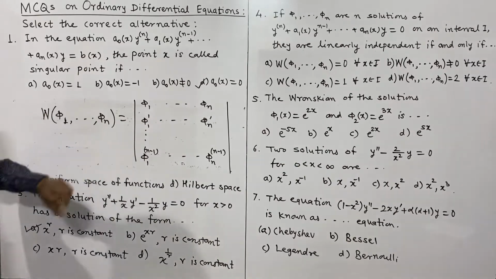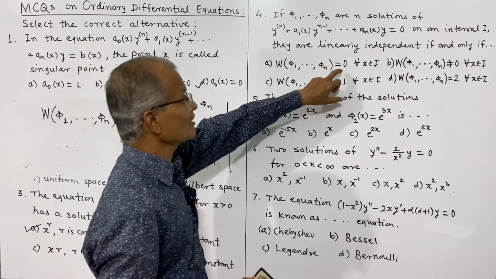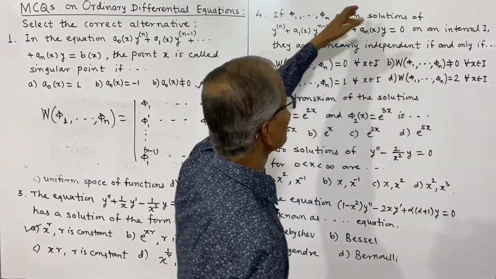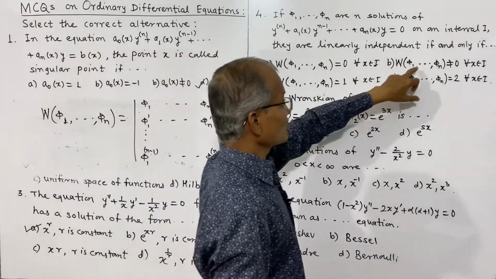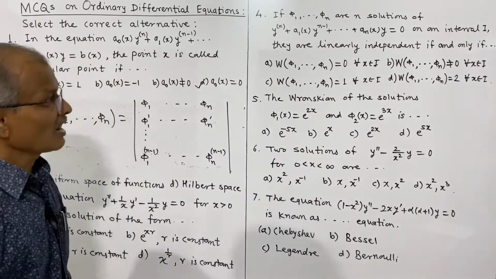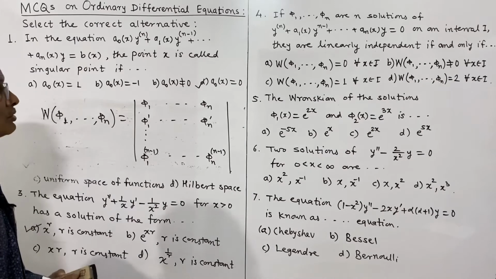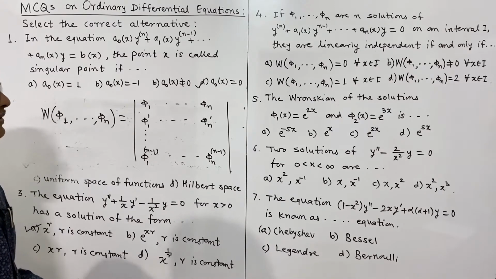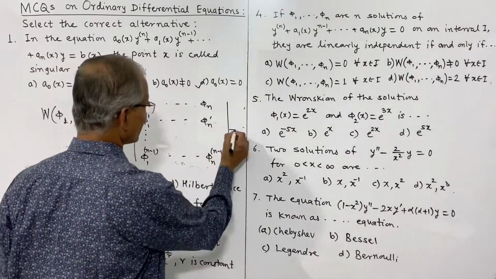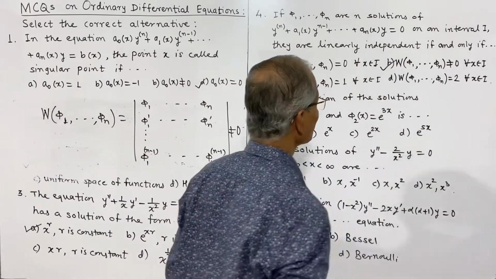This determinant is known as the Wronskian. What is the condition for linear independence? Is the Wronskian 0 for all x belonging to the interval I, or is the Wronskian not 0, or is the Wronskian 1, 2, and so on? That is the theorem: these solutions are linearly independent if and only if the Wronskian is non-zero. So it must not be equal to 0, and thus this is the second alternative, B.